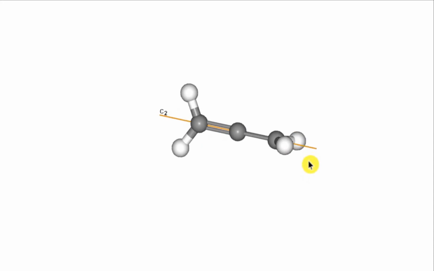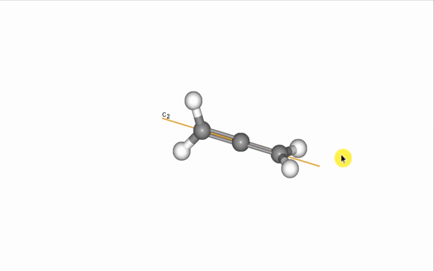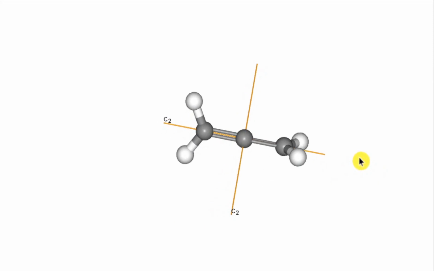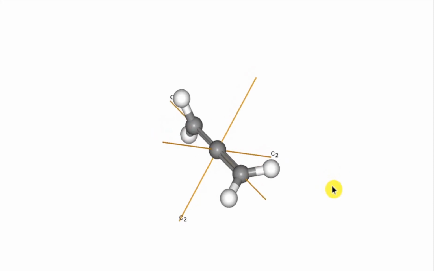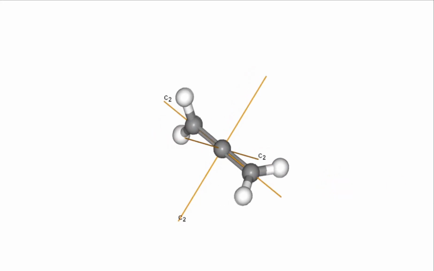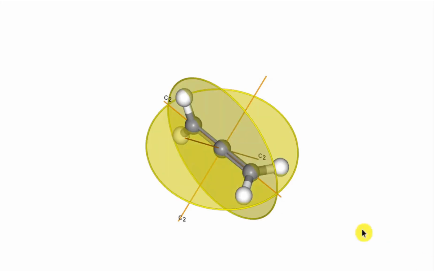Now perpendicular to this C2 operation, there are two other C2 operations. One is this one, perpendicular to that one, and if I rotate through 180 degrees, it becomes a C2 operation. Now there is another C2 operation perpendicular to these two C2 operations, and if I rotate it through 180 degrees, again it goes to a configuration indistinguishable from the original configuration. So these are the three C2 axes which can be assumed as Cartesian coordinates x, y, z, and hence this allene molecule has three C2 axes, and there are two mirror planes.